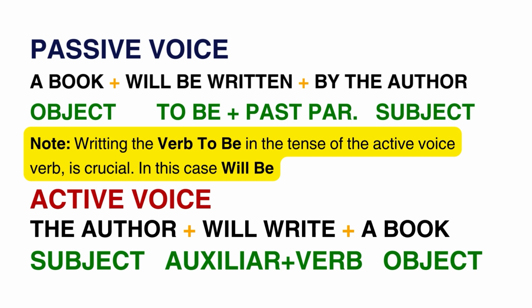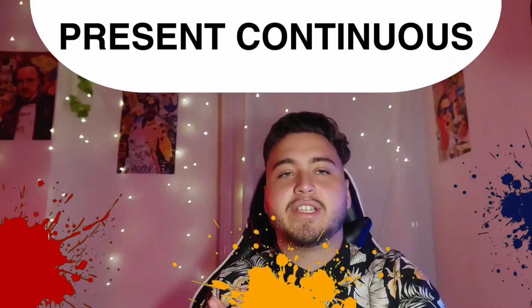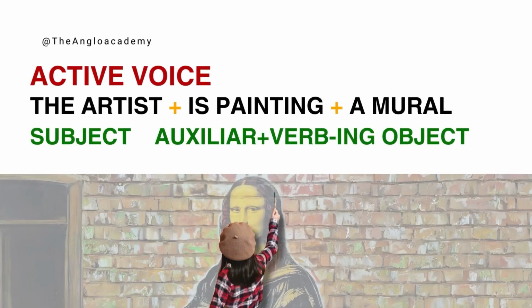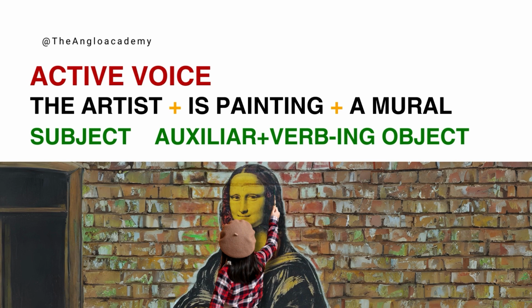Oh, that's amazing! Good job! These are the simple tenses, the normal tenses, so to say, because we also have perfect tenses. But let's continue with the continuous tenses. Here, you're going to notice a little change. Present continuous: The artist is painting a mural.